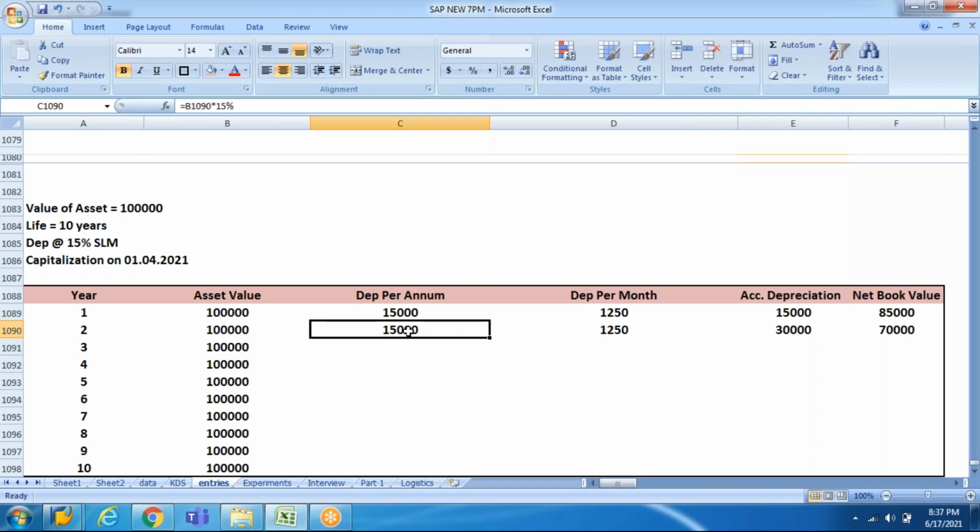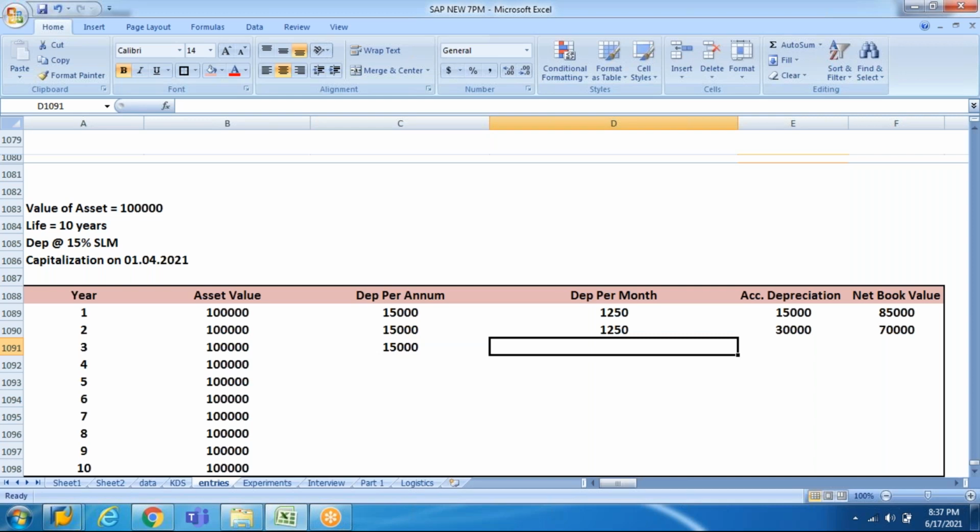Now, second year, this value is what you got, and you have to apply this percentage until you get net book value 0. Now, let me go to the third year. Third year, what will be the depreciation amount? Since it is a straight line method, it will be the same. Correct? Agree? Depreciation per month is also same.